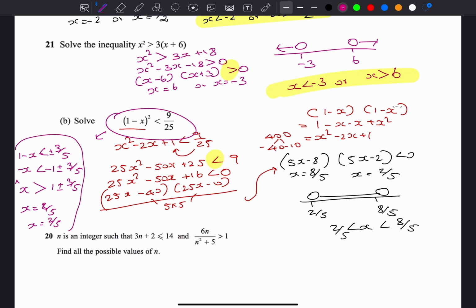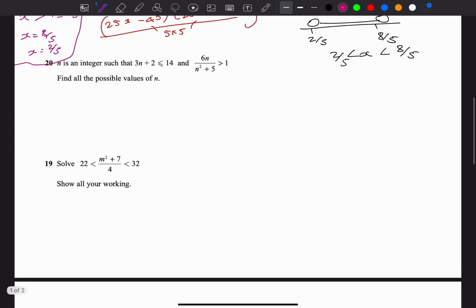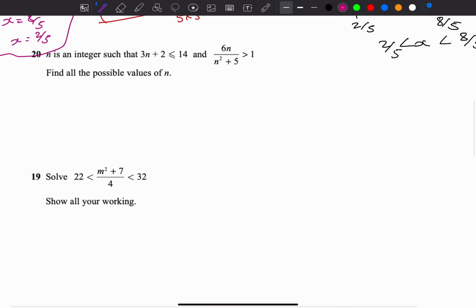It will be a lot quicker to do it this way, but I'm just going to do the expanding bracket, because normally you need to know how to expand brackets and simplify them anyway. Okay, but then you go to do the signs. Right, let's see the next one.